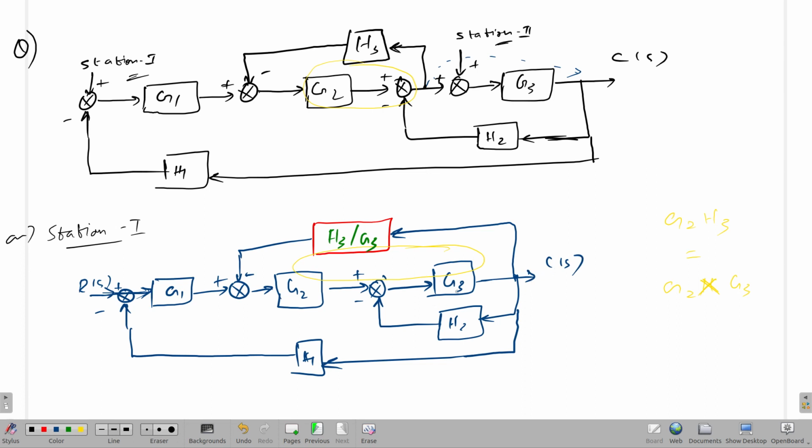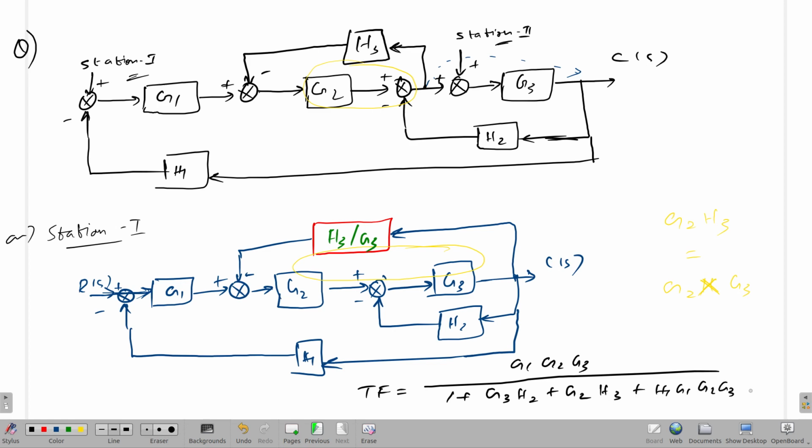Now it is straightforward, like whatever you have done before. You have a feedback here, you have a cascade here, you have a feedback for this whole thing, right? Then you have a cascade here, then you have feedback for the whole thing. Finally, the transfer function, I'll write the final answer. The transfer function will be G1 G2 G3 divided by 1 plus G3 H2 plus G2 H3 plus H1 G1 G2 G3. This is the final transfer function for when there is only station 1 as the input.